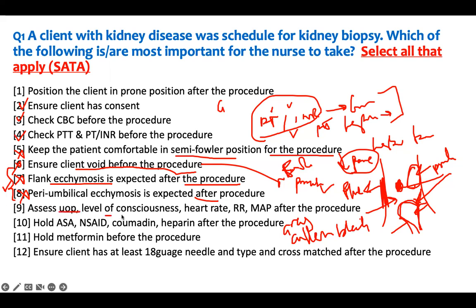Assess urine output, level of consciousness, heart rate, respiratory rate, MAP after the procedure. Those are signs of bleeding. These are what you do after the procedure. You have to make sure the patient's systolic blood pressure is okay, or you're checking their MAP, respiratory rate, heart rate, level of consciousness, and urine output. You don't want their systolic blood pressure to drop. By the time you get there, the patient is already in shock. When your systolic blood pressure drops, you are in class 4 shock. I don't want you to get to class 4 shock.